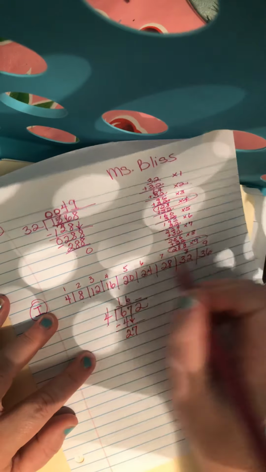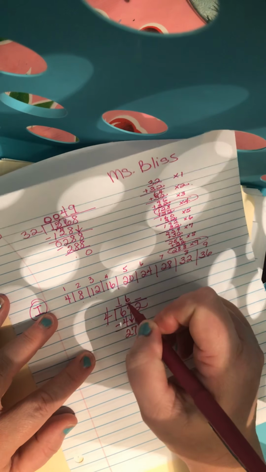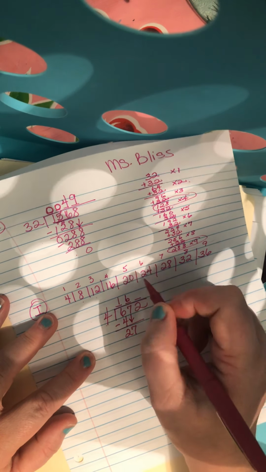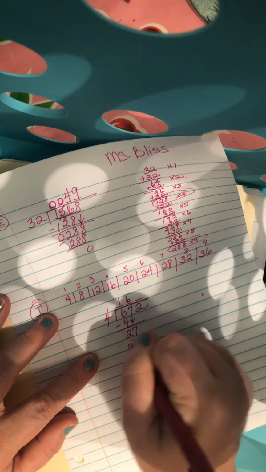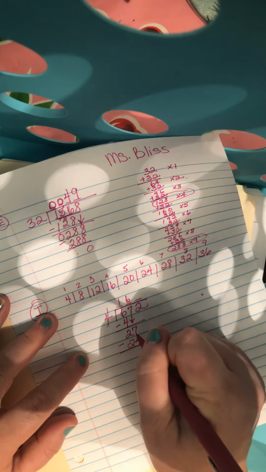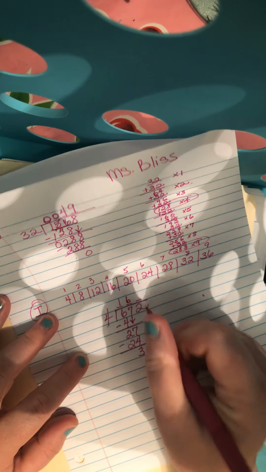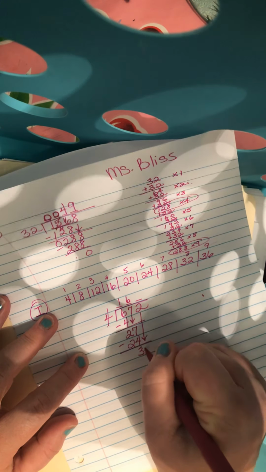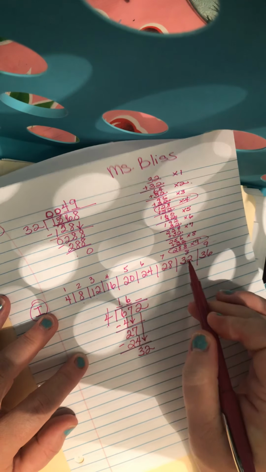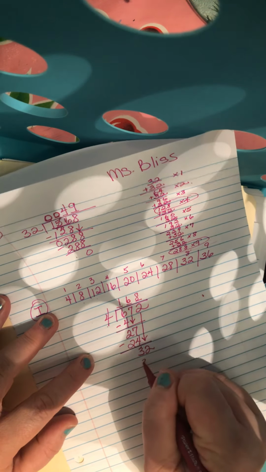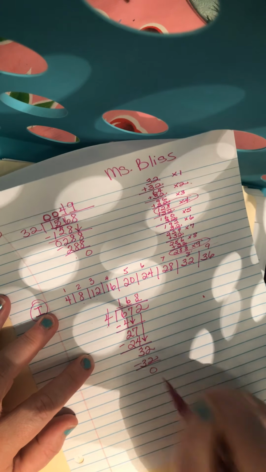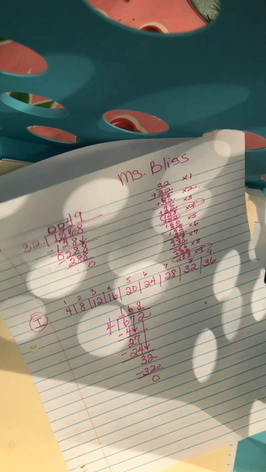Whatever's on top of my house is what goes on top of my house here, and whatever's inside goes down here. Just a hint, like, to remember. 7 minus 4 is 3. And then I'm going to bring down my 2. And it fits 8 times, so I'm going to put my 8 up here. 4 times 8 is 32. Subtract, and I'm done.